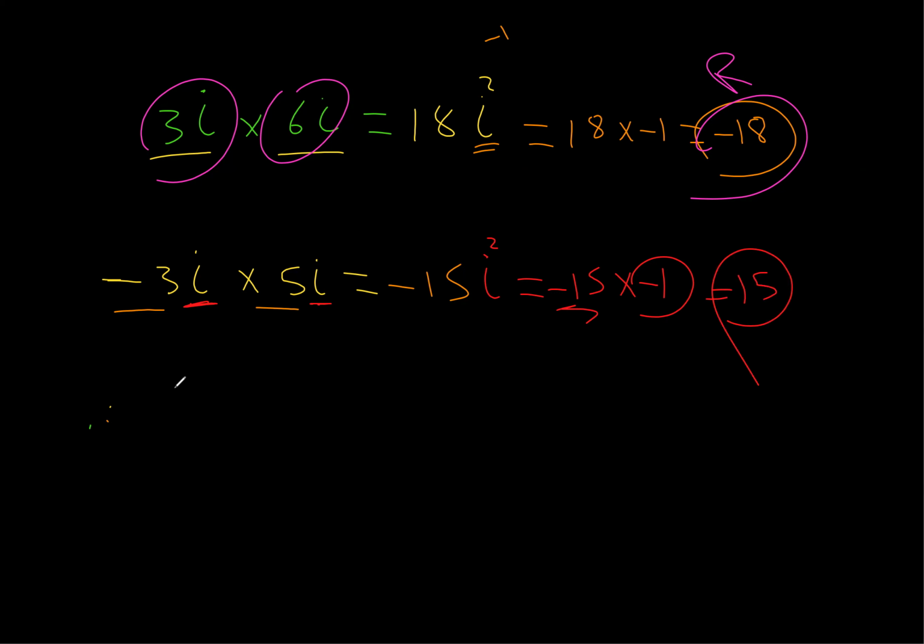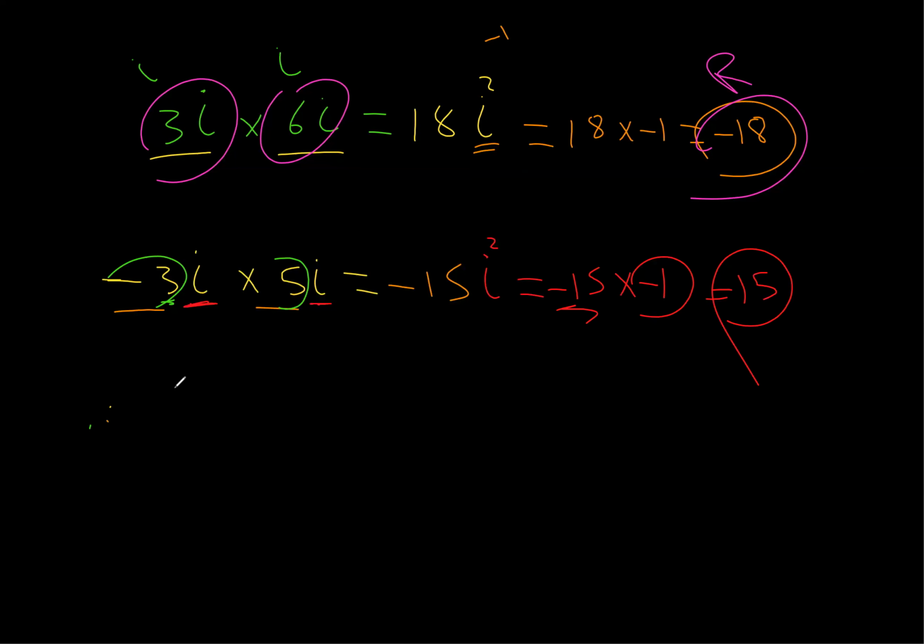You can do it directly, just 3 times 5. It is negative 15. So that means the result will be the opposite sign because it's going to be i squared, negative 1, times that number. It will change its sign. Okay, now we understand how to multiply imaginary times imaginary number.